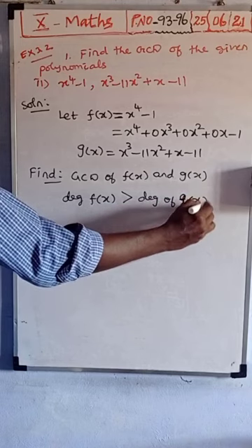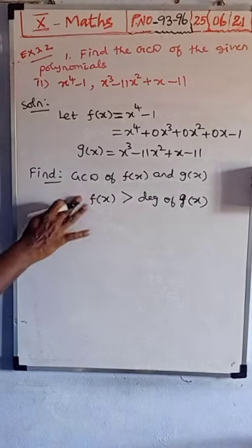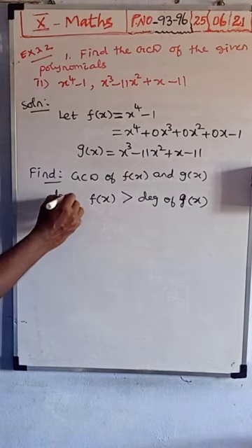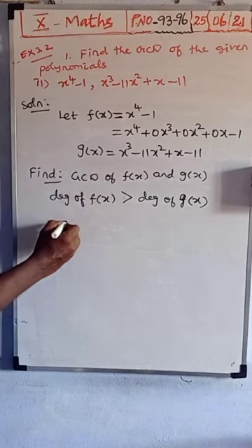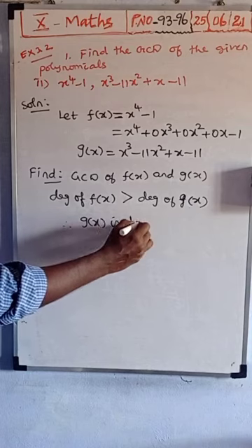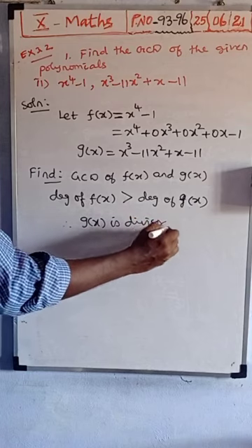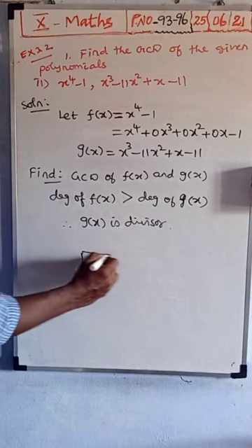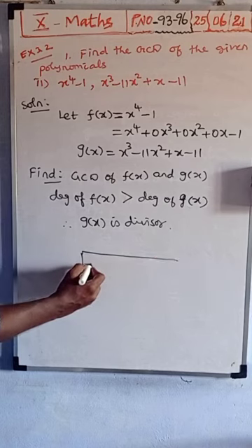Degree of g of x, which is called the divisor. So g of x is the divisor. Now you should divide using long division. Now f of x, the dividend, wants to come inside.